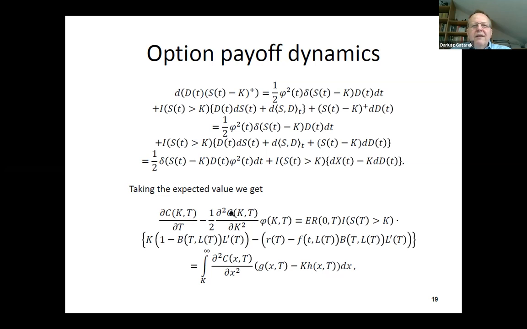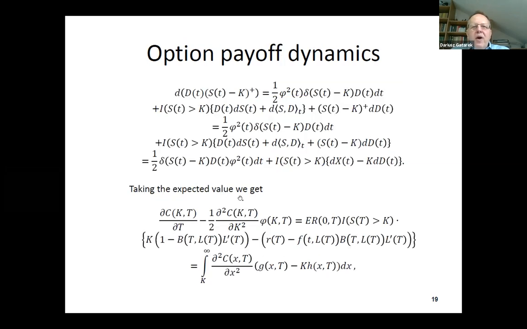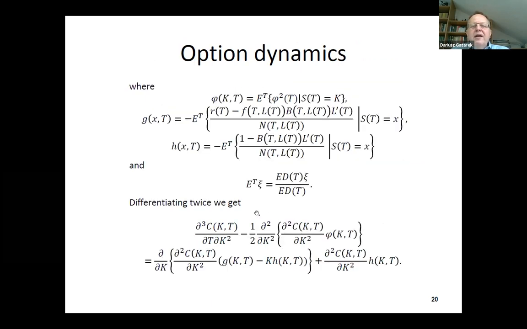in the end, we get the following integral partial differential equation with integral terms, but it's not an integro-differential equation because, okay, you will see why on the next slide. And then when we differentiate twice this term, we get just the Fokker-Planck equation. So we know from the Markov potential theory that there is a one-to-one relation between Fokker-Planck equations and diffusions.